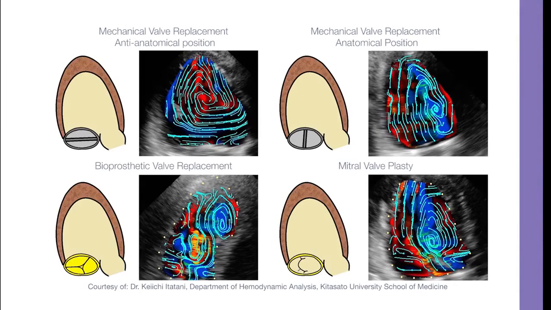Vorticity and streamlines of the vortex flow during the diastolic phase after mitral valve surgery clearly illustrate blood flow patterns. Post-mechanical or bioprosthetic valve surgery vortices demonstrate distinct vortex patterns based on the valve type and placement. In addition, after mitral valvuloplasty, physiological vortices can be evaluated post-surgery.